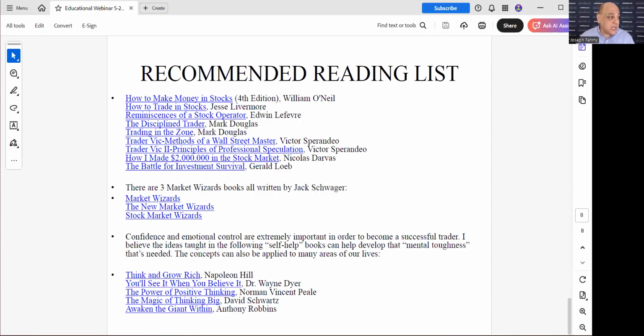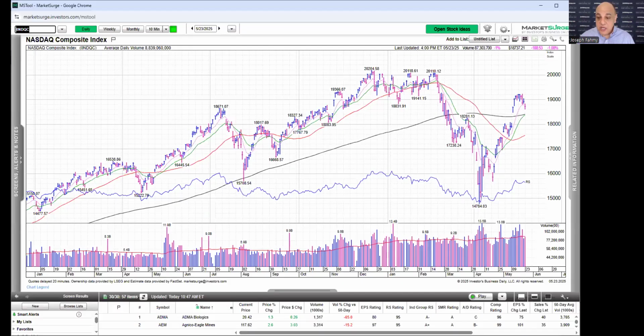So let me pull up MarketSmith. This is live, so bear with me. Let me share MarketSmith, share screen. Hopefully I did it correctly. There we go.